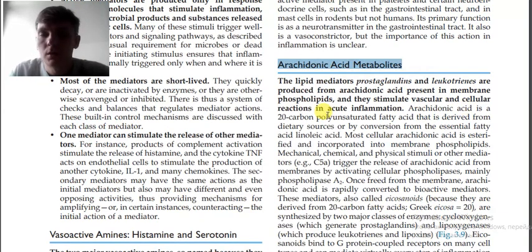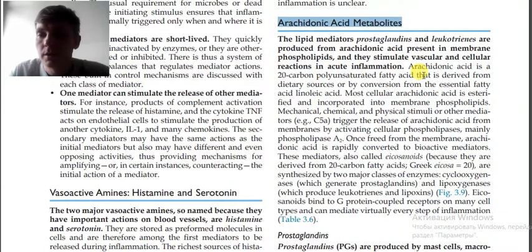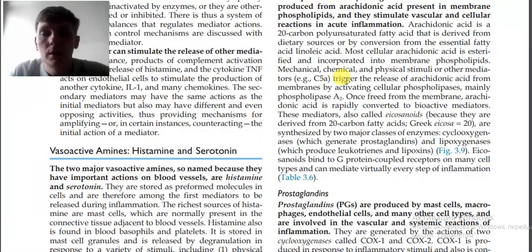Arachidonic acid is a 20-carbon polyunsaturated fatty acid derived from dietary sources and from conversion of the essential fatty acid linoleic acid. So we have to get it into our body.